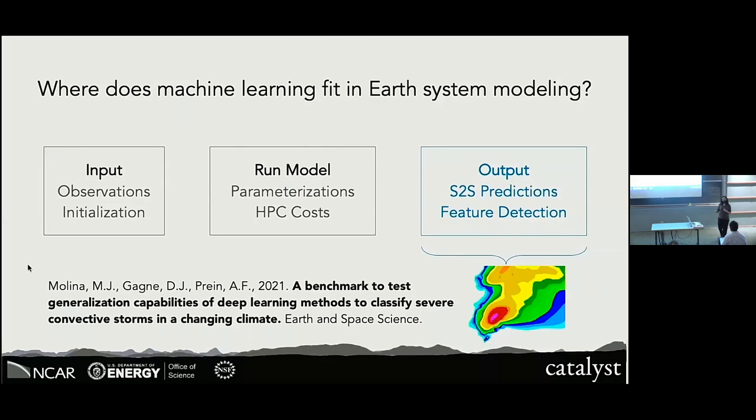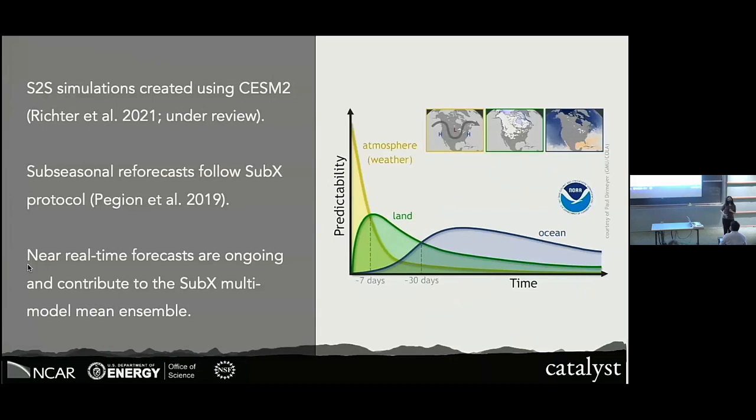Here I'm providing an example where I trained a deep learning model, just a convolutional neural network, to classify severe convective storms. The work I'll be sharing today has to do with that third and last example: applying deep learning to numerical model output.